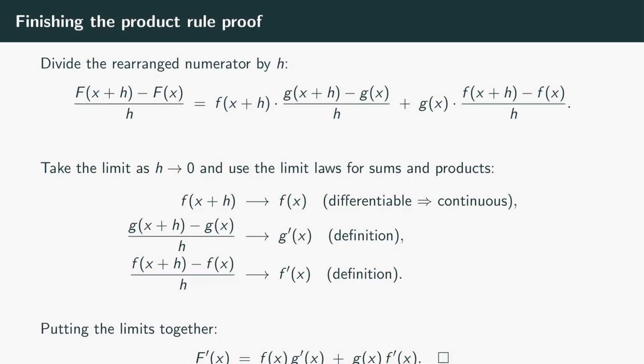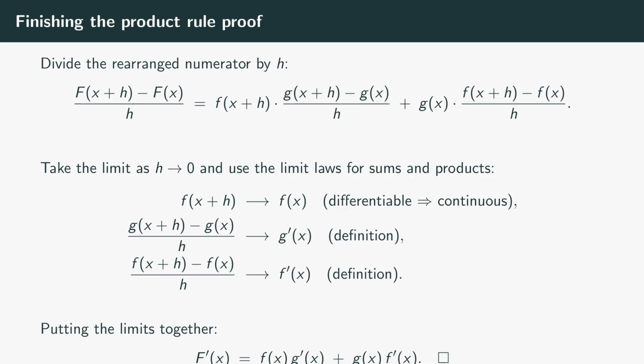The first factor, f at x plus h, tends to f at x, because f is differentiable at x, and last episode's theorem says differentiable implies continuous, so the limit of f at x plus h is just f at x. The difference quotient for g, by the definition of the derivative, tends to g prime of x. The first term as a whole tends to f at x times g prime of x.